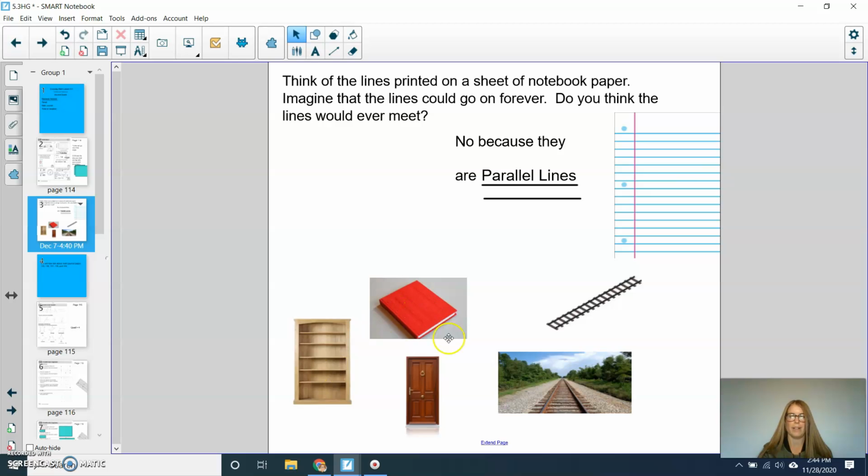So here are some other objects that have some parallel lines. Notice how the opposite lines, if they keep continuing, they would not meet. And you can see the door has an example of some parallel lines, the cabinet, railroad tracks. The lines are never going to meet.